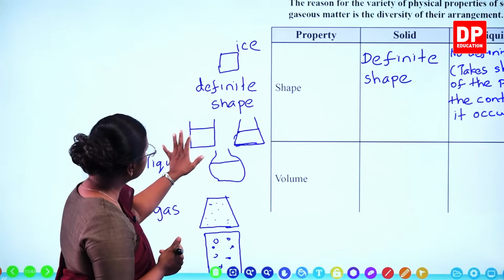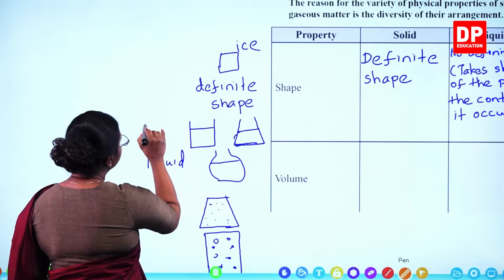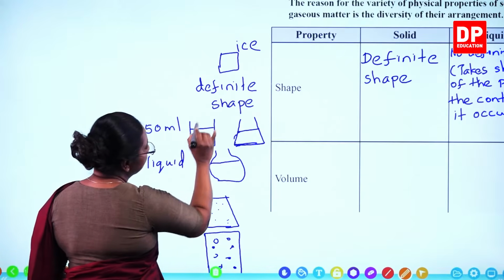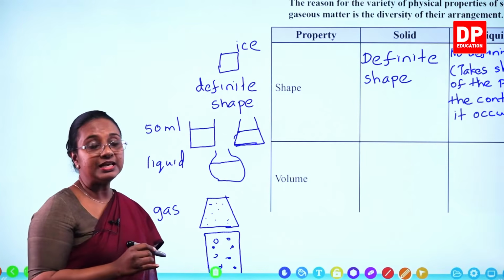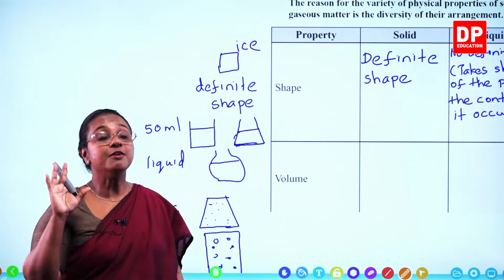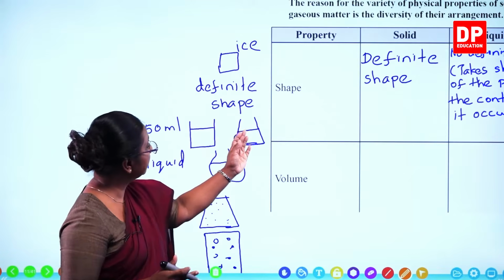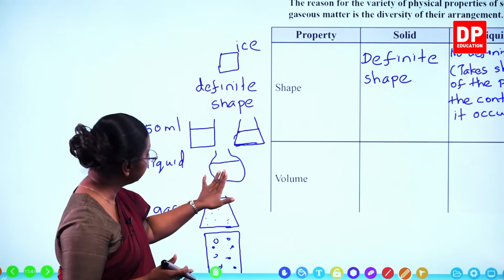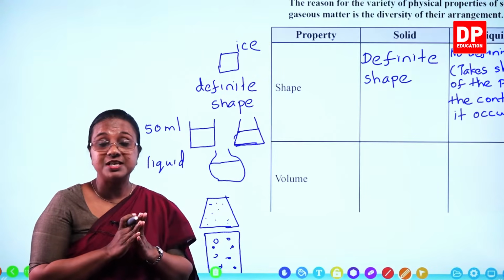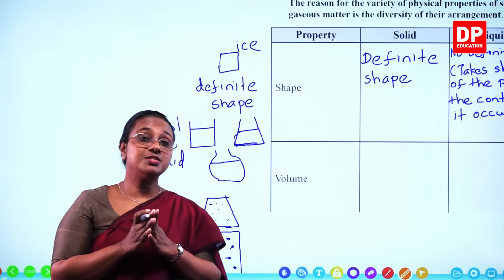Now here let's say this is 50 milliliter liquid. Now 50 milliliter liquid can be transferred into another container. The shape will change, but still it will only be 50 milliliter liquid or water. If this is 50 milliliter, this is also 50 milliliter, this is also 50 milliliter. Just because the shape changes, the volume will not change. So you can think of this, students.